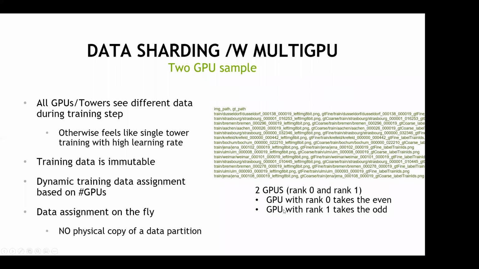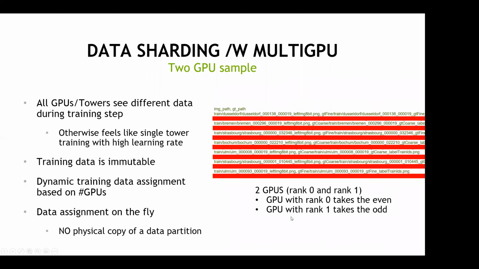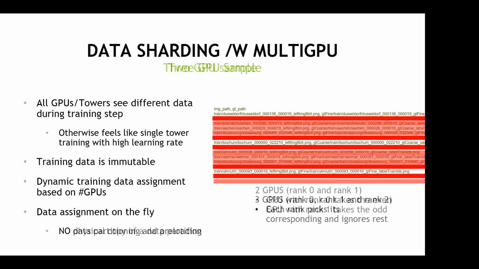So we have a rank of 0 and a rank of 1. Then we apply the concept from before, and let's say we are GPU 0. Then 0 modulo 2 means 0, 2 modulo 2 means 0, and so on. So the non-red parts are the ones GPU 0 picks. Very easy concept.